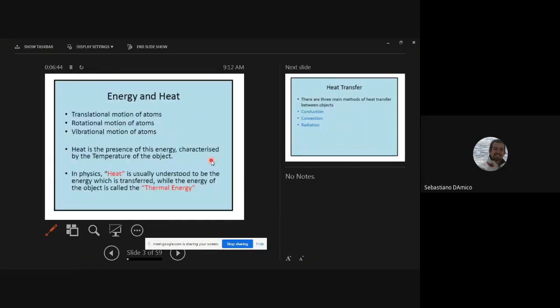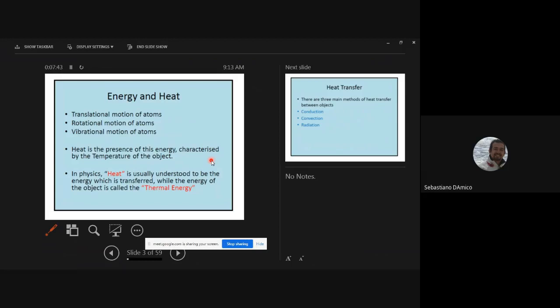When we talk about energy and heat, we look at the atomic scale, the very small scale of which we can consider matter to be formed, and we look at the several types of motion that those atoms can have. This motion creates this energy. When we talk about heat, we refer to the presence of this energy, which is characterized by the temperature of a certain object. That's what we call heat. So heat is a form of energy.